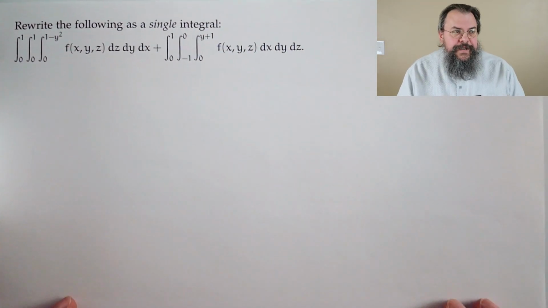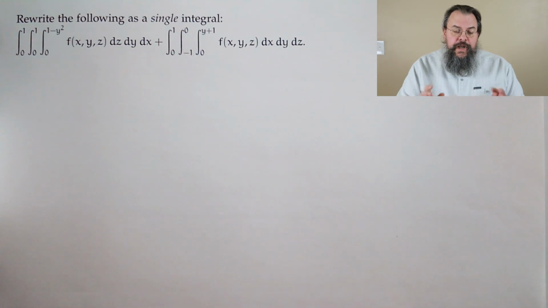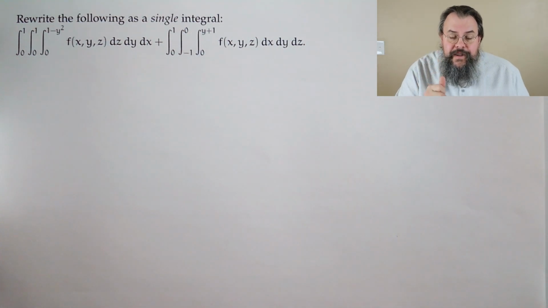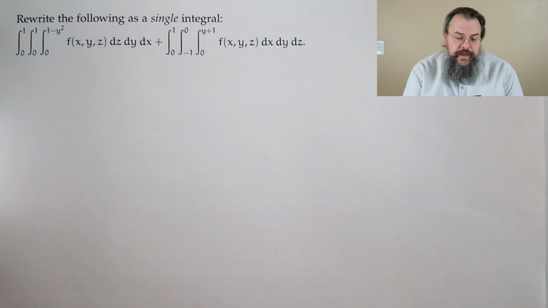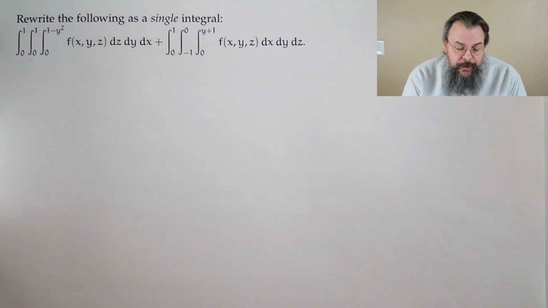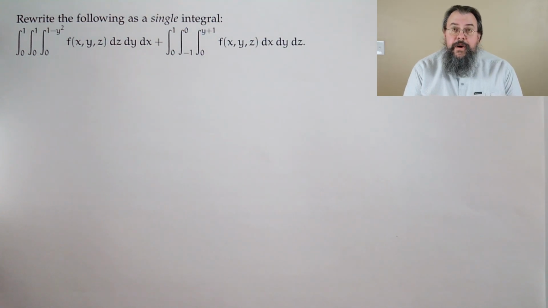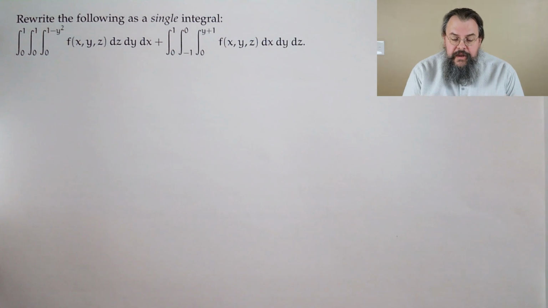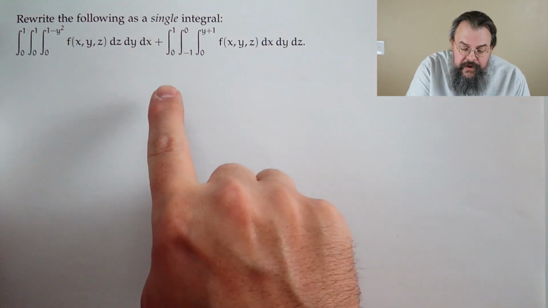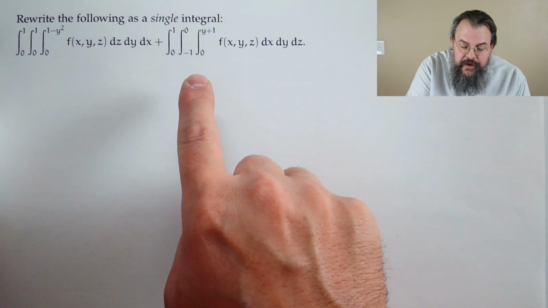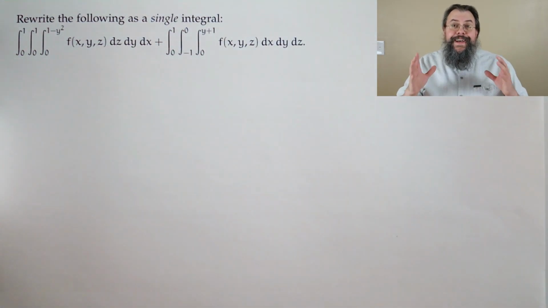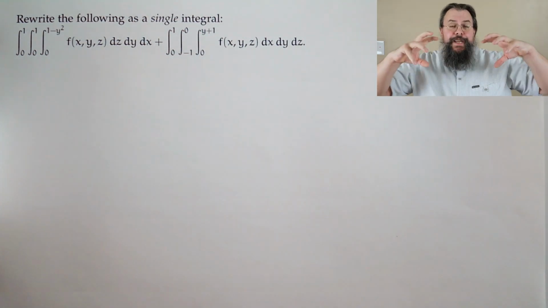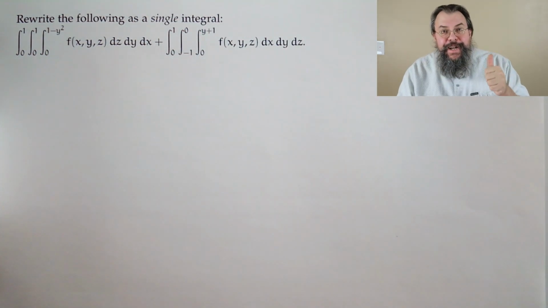Time for one more problem. One last problem to finish it up. Rewrite the following as a single integral. So we have the integral from 0 to 1, integral 0 to 1, integral 0 to 1 minus y squared, f of x, y, z, dz, dy, dx. And then there's another integral, 0 to 1, negative 1 to 0, integral 0 to y plus 1, f of x, y, z, dx, dy, dz. Okay, so somehow we've got to combine these two into one integral.